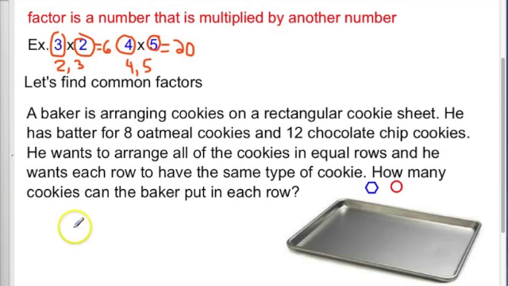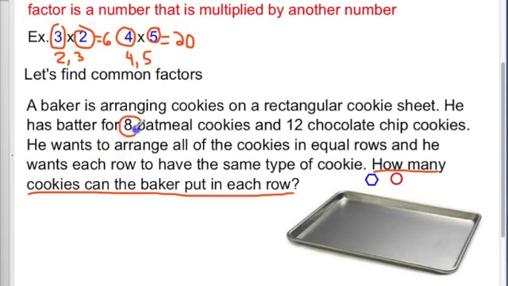I'm looking at this word problem and I can see it's about a baker who is going to be baking some oatmeal cookies and some chocolate chip cookies, but he wants to arrange them in a specific way. I can use common factors to help me solve this question. How many cookies can the baker put in each row? When I'm looking at finding common factors, I'm going to look at the factors for the 8 oatmeal cookies, and then I'm going to look at the 12 chocolate chip cookies. I need to find factors for 8 and 12.